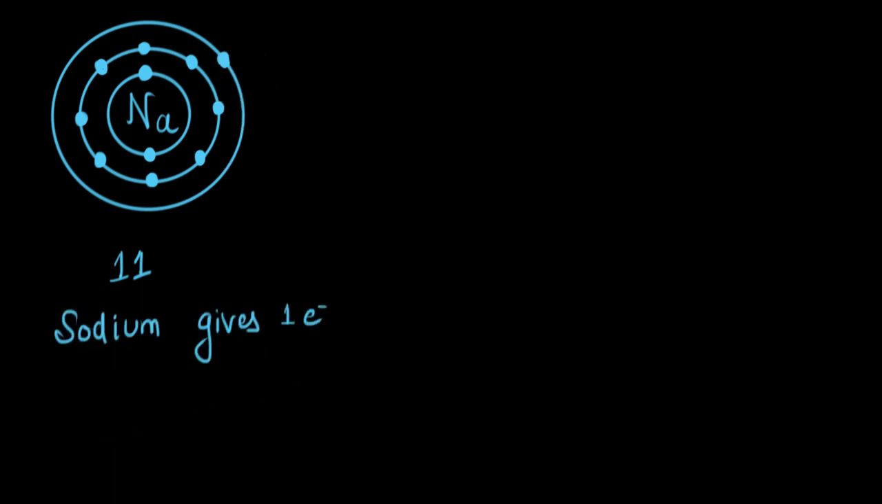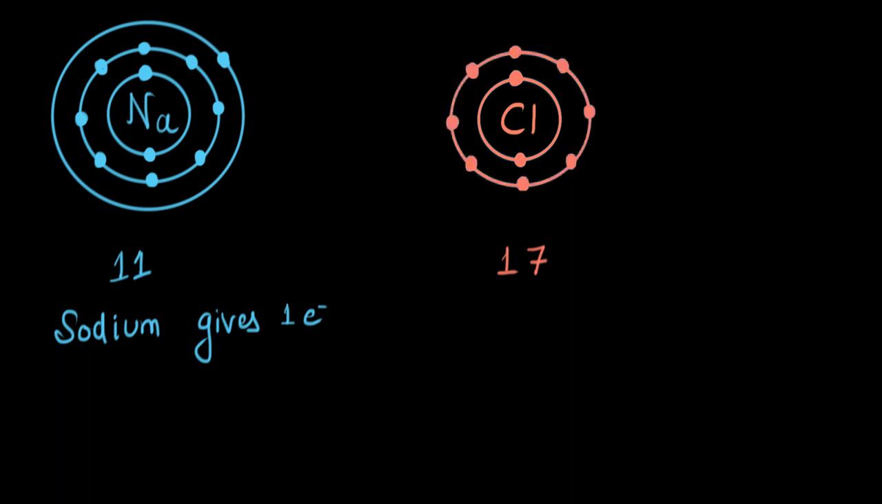Now let's look at chlorine. So chlorine's atomic number is 17, meaning it has 17 protons and 17 electrons going around it. Now let's see in which shell how many electrons are there. In the first shell, there could be a maximum of 2 electrons. In the second, we can have a maximum of 8. So we have 2 plus 8, 10 electrons. 17 minus 10, meaning 7 are remaining. So 7 electrons, they will occupy the outermost shell over here.